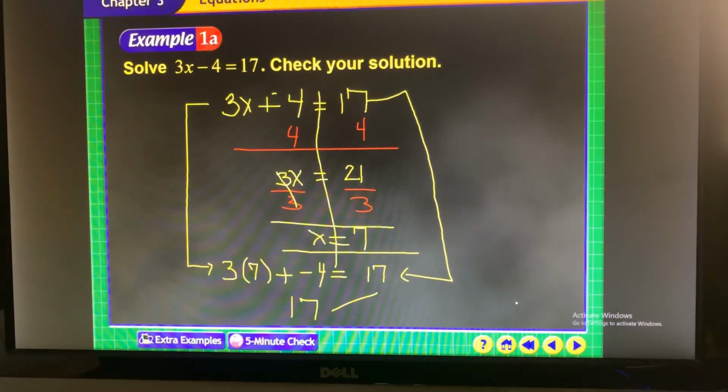Always, always, always undo your addition first. Do not undo your multiplication and division. Undo your division first.